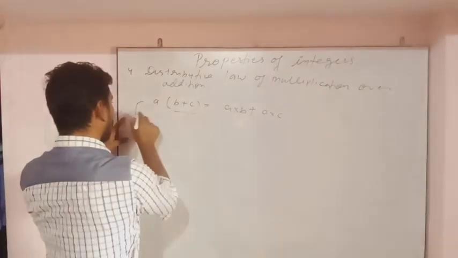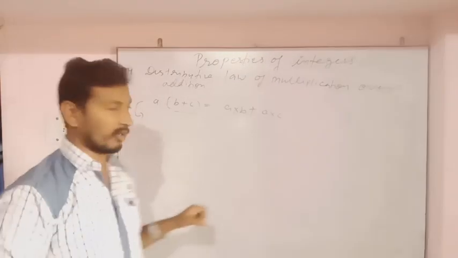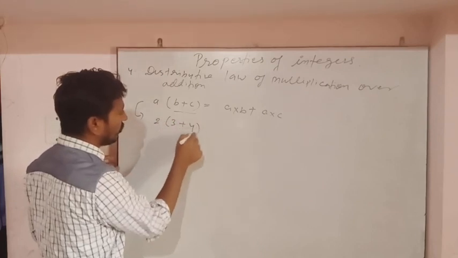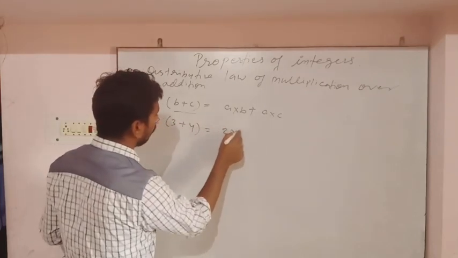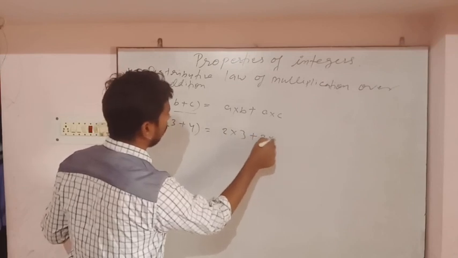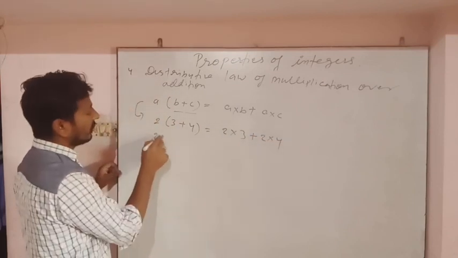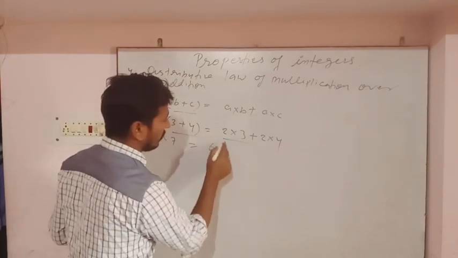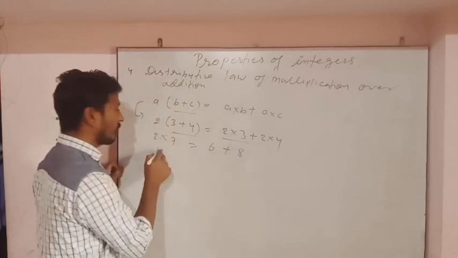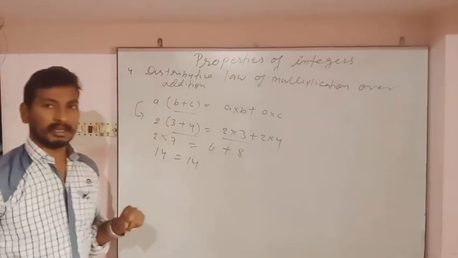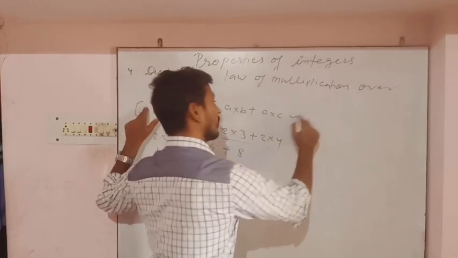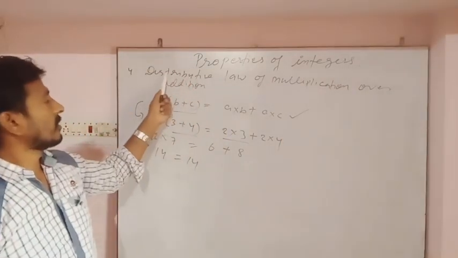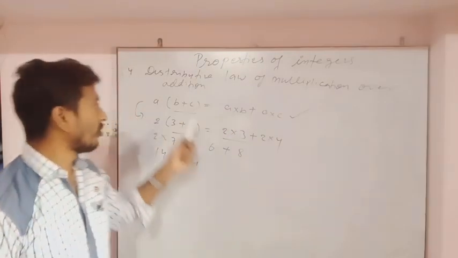So let's cross check whether this is correct or not. So suppose A is equal to 2, B is equal to 3, C is equal to 4. Then 2 into 3 plus 2 into 4. Now, according to BODMAS, first we add this and now we solve this, 6 and then 8. Now 14 and this is also 14. So we can say that this is correct. So this law or this property is called distributive law of multiplication over addition.